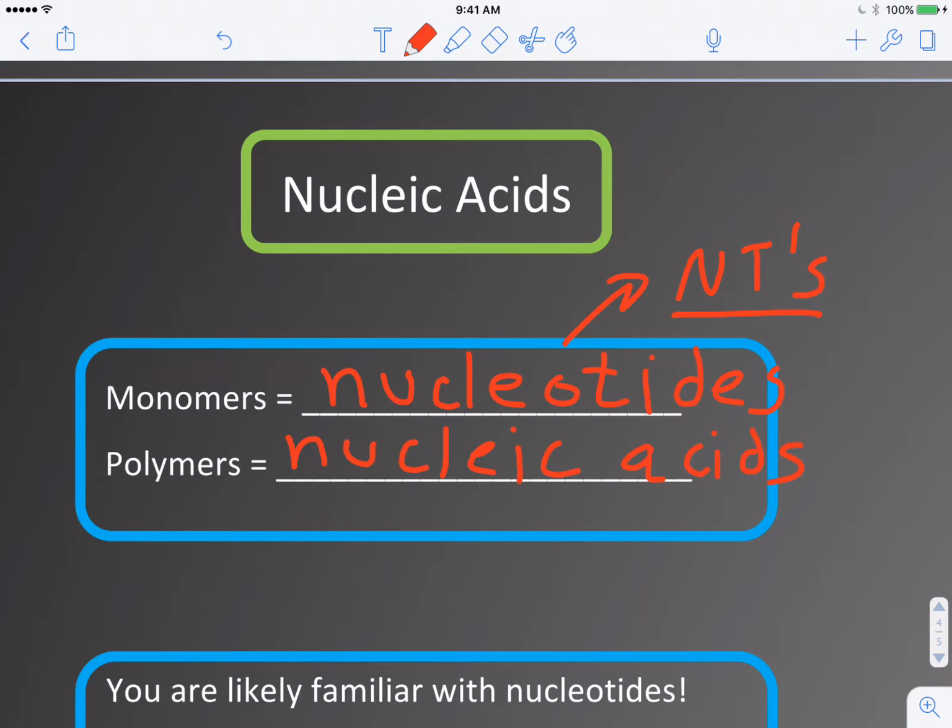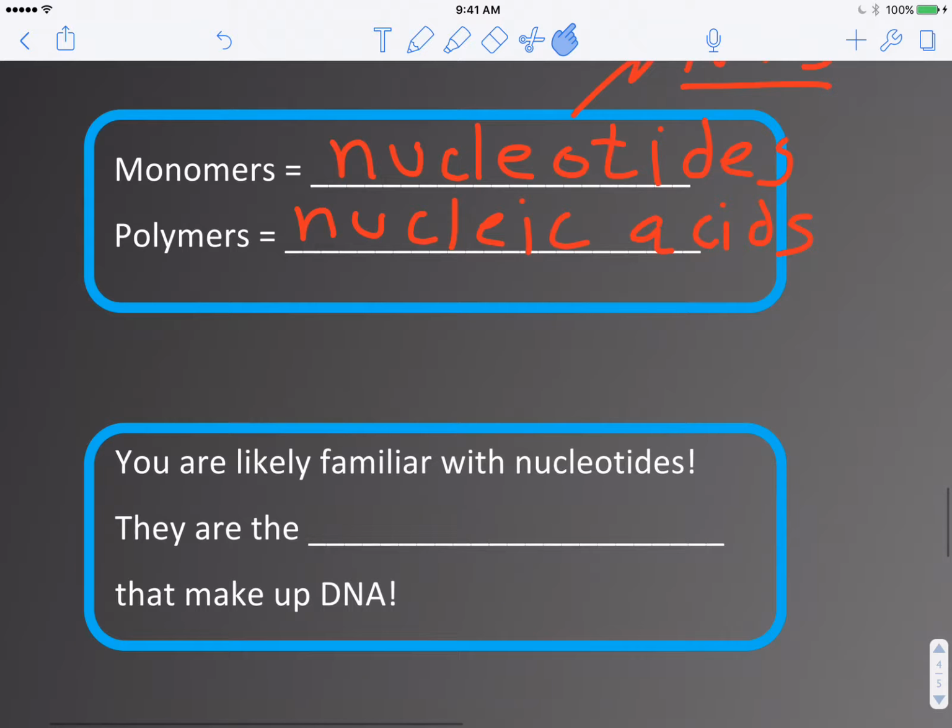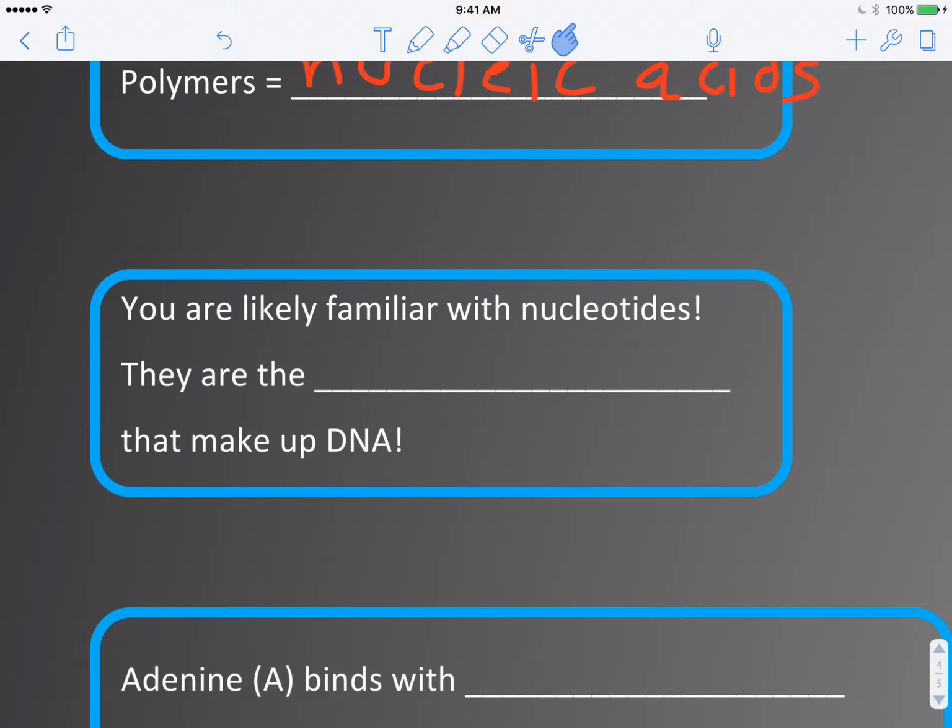Okay, so nucleic acids are the polymers made up of the monomers called nucleotides. Nucleotides are the A's, C's, T's, and G's that make up DNA. That is the adenines, the cytosines, the thymines, and the guanines.